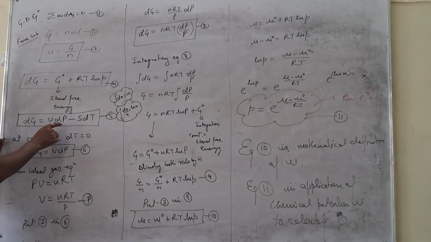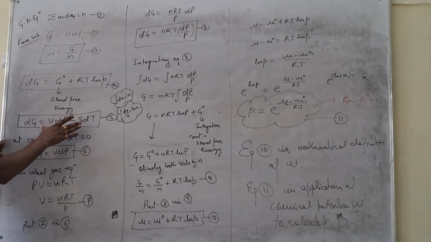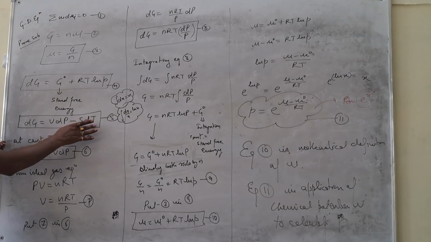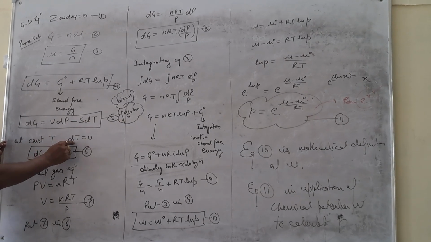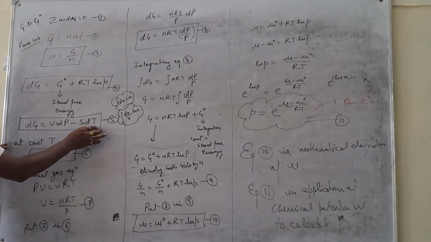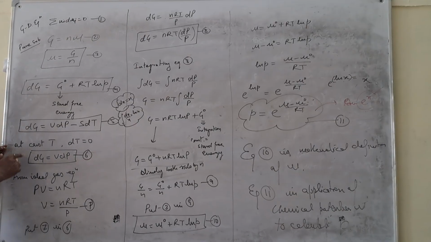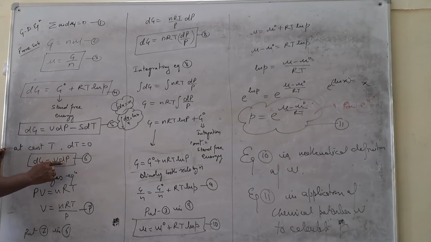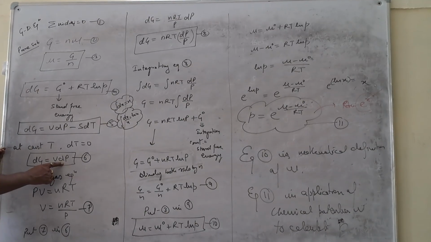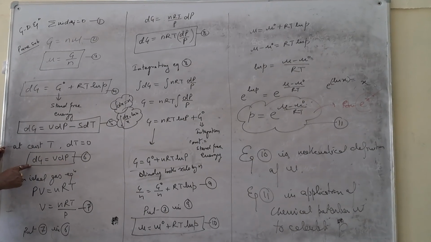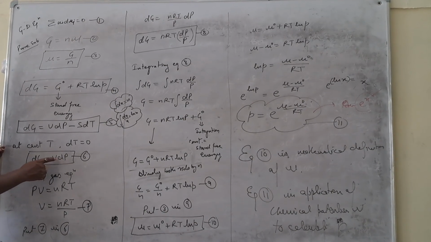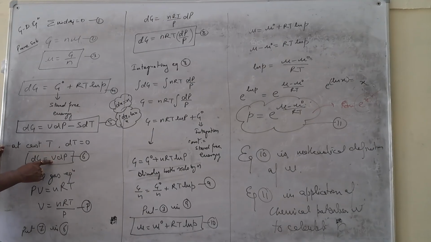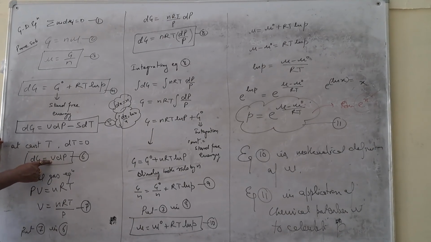dG is equal to VdP minus SdT. At a constant temperature, dT becomes 0, that is, the second term becomes 0. So dG is equal to VdP. Equation 6 involves dP. If we want to integrate this equation for a larger change, to calculate dG, we must replace this V in terms of P.